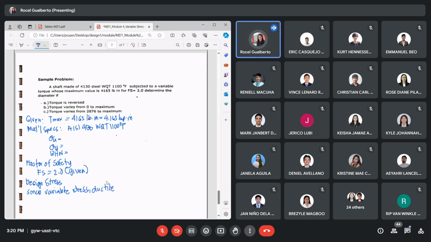From ductile, we are now able to know which equation to use, Soderberg or Goodman. Which one should we use? Soderberg, ma'am. Okay, correct. Soderberg, since this is a ductile material.